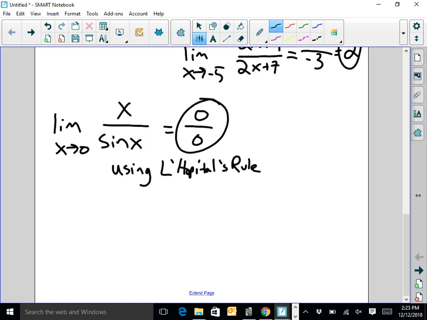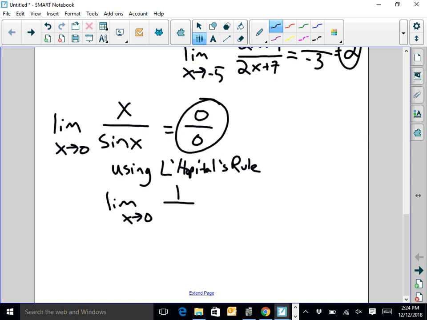Now we're just going to do the derivative of the top and the derivative of the bottom. Note, this is not the quotient rule. I'm not following that pattern. I'm simply deriving the numerator and deriving the denominator that I'm plugging back in. Well, what's the derivative of x? The derivative of x is 1. What's the derivative of sine x? Well, that would be cosine x.